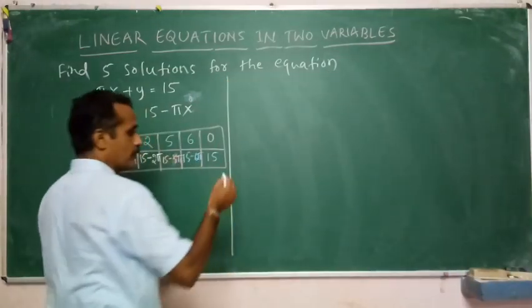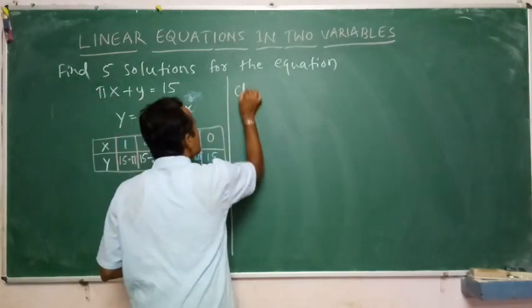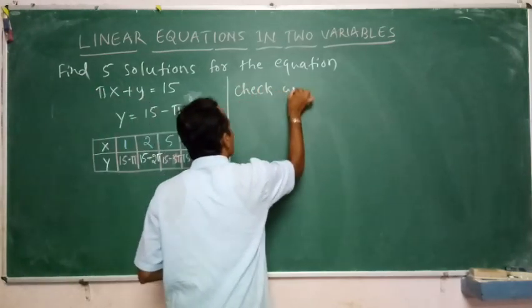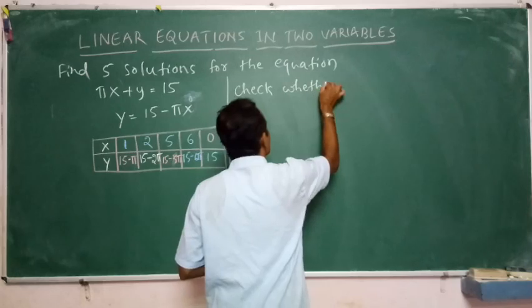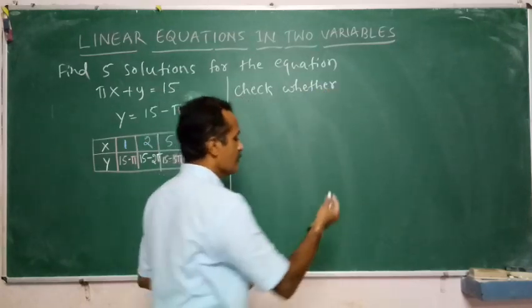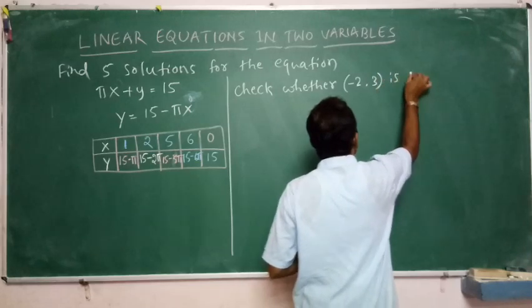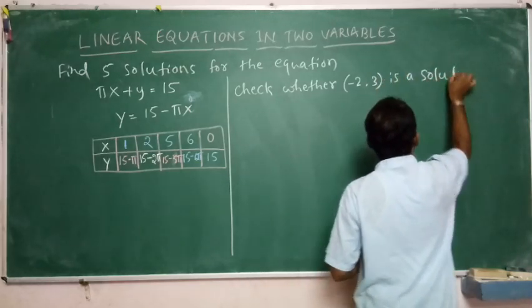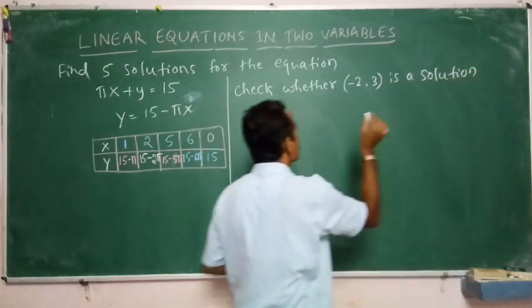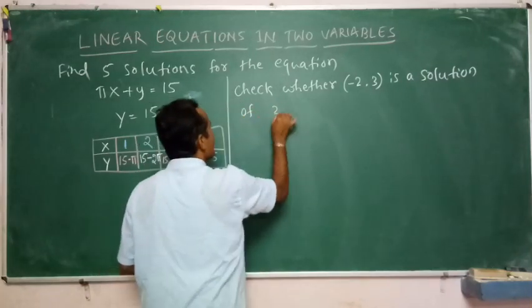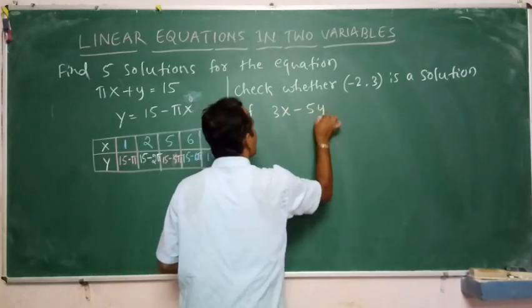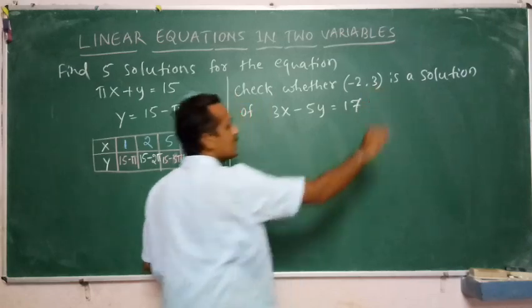Now, a slightly different one. Check whether (minus 2, 3) is a solution of 3x minus 5y is equal to 17.